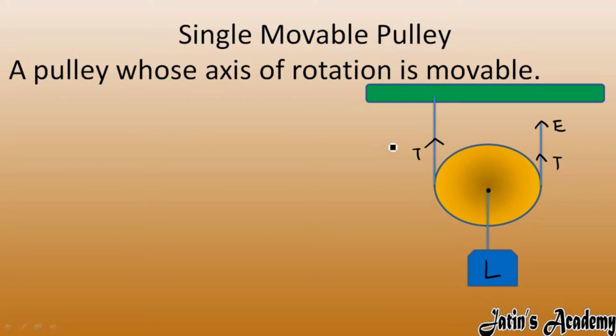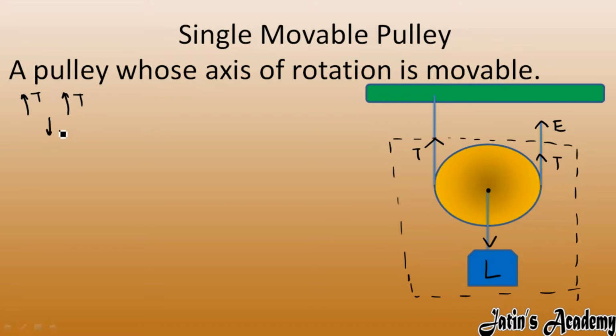Now just take a free body diagram. Free body diagram means we have to cut a portion of the machine and check the number of forces acting. If you see this portion, two tensions are acting in the upward direction and the load is acting in the downward direction. So here we get 2 times tension is equal to load. This is our first equation.